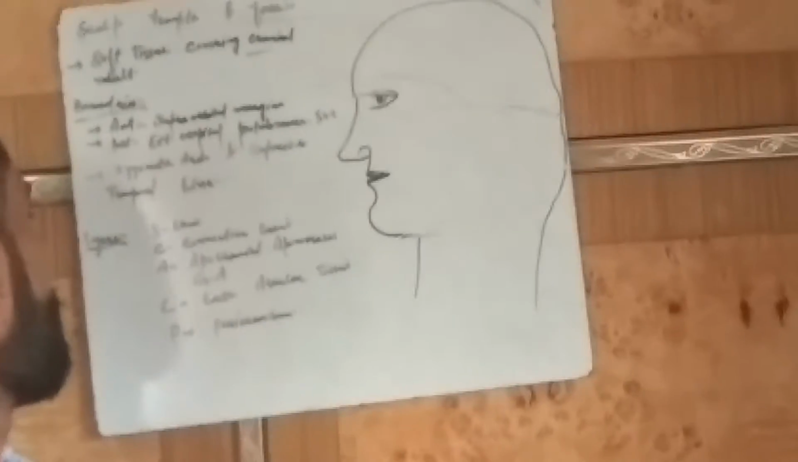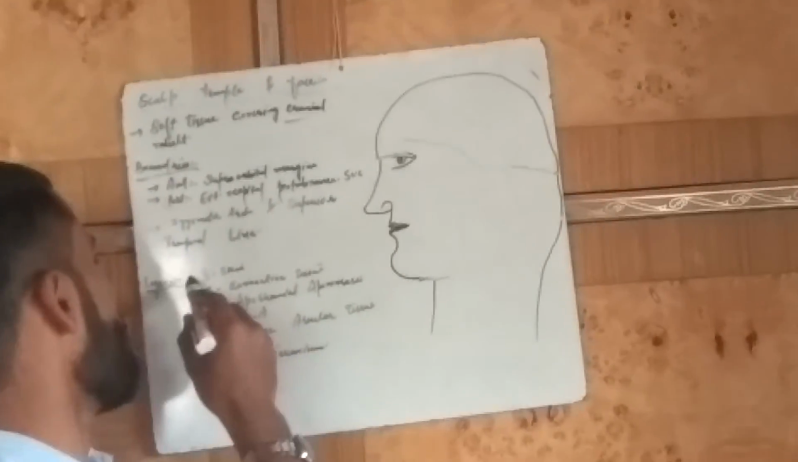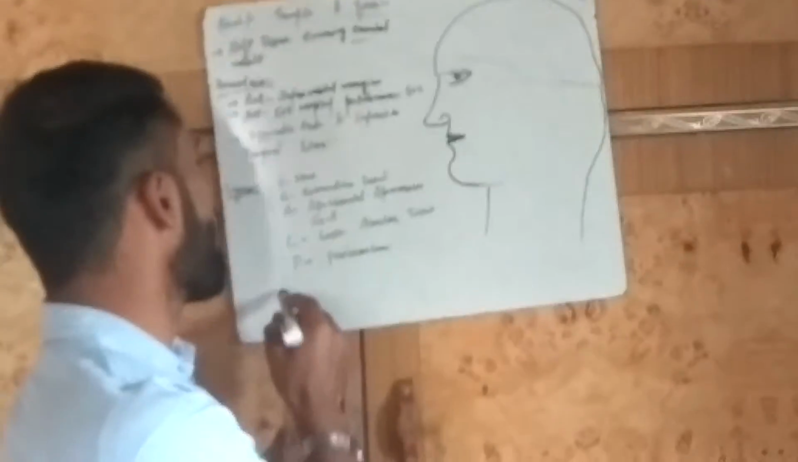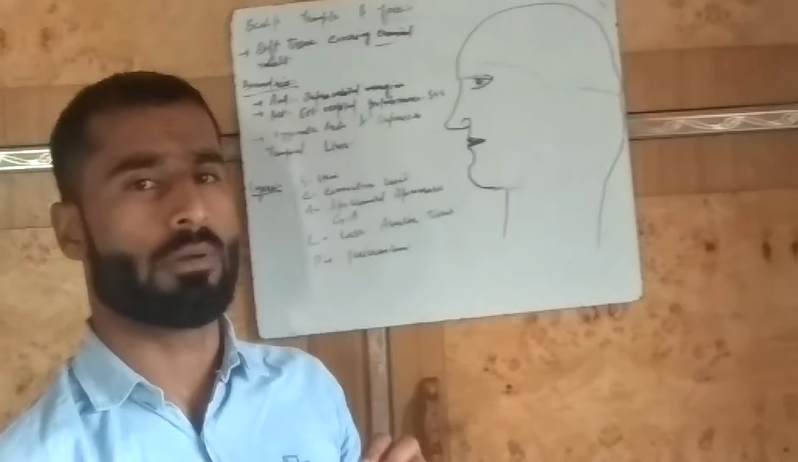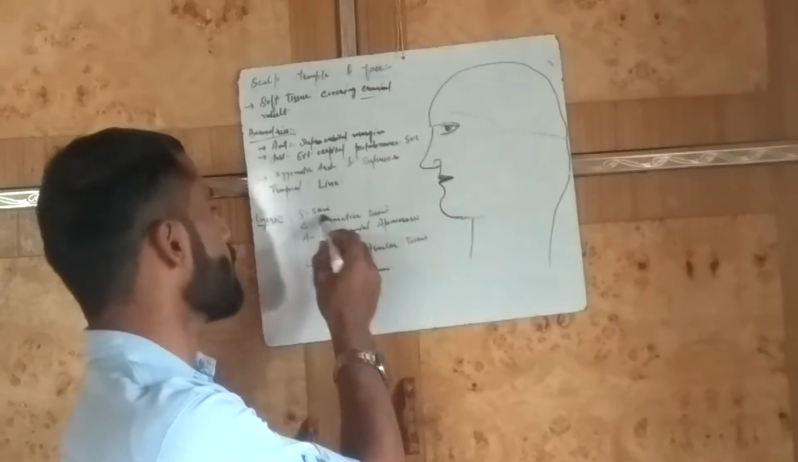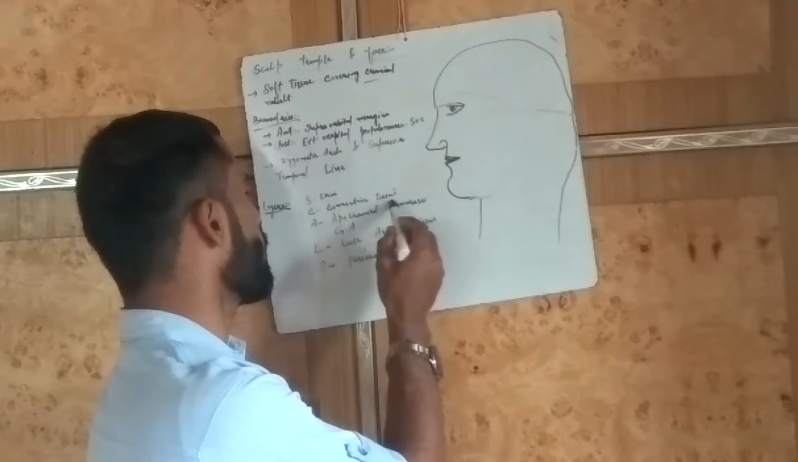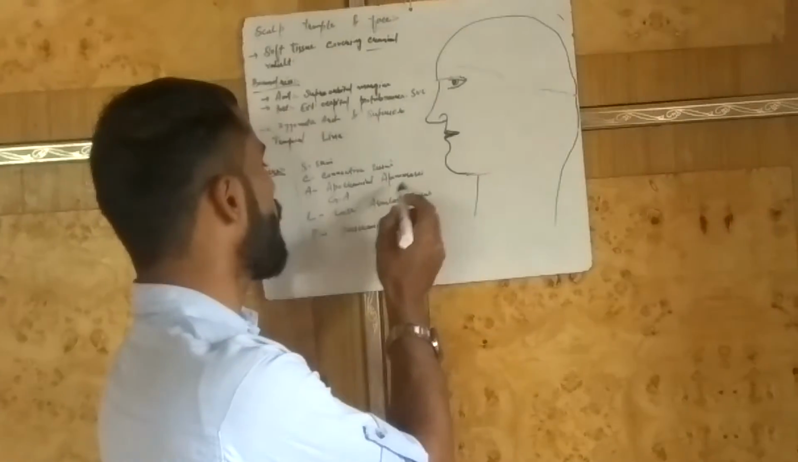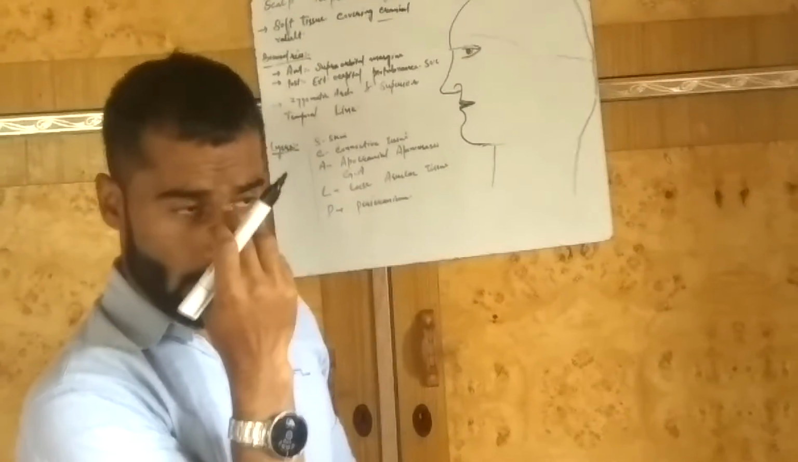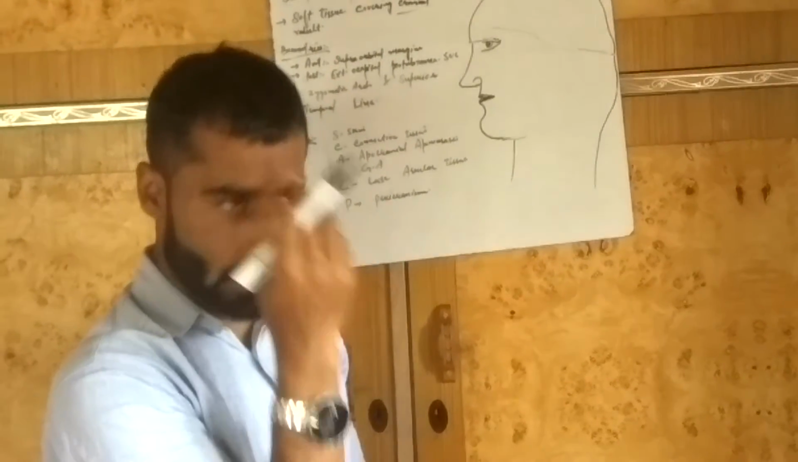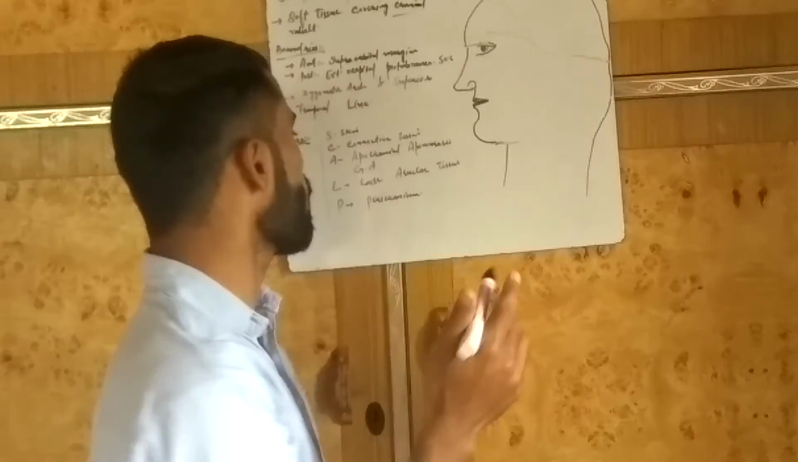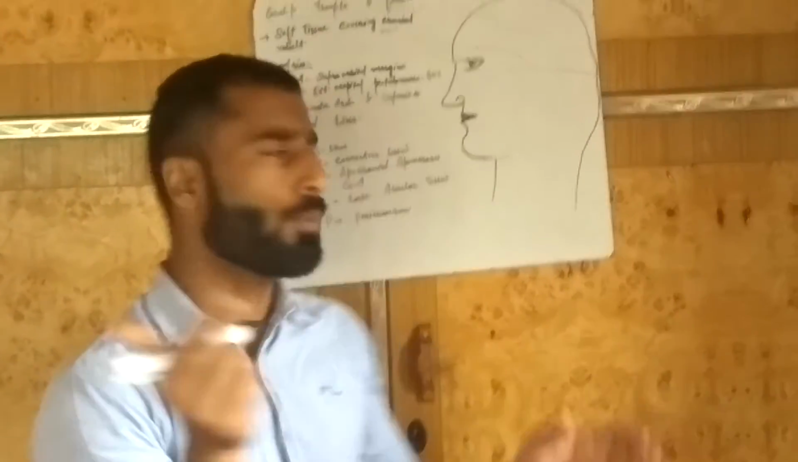Now this scalp has 5 layers. We can remember this simply by the mnemonic SCALP. S stands for the skin, C stands for the connective tissue, A is the epicranial aponeurosis, the anterior part of which is called the galea aponeurotica. This aponeurosis is nothing but a tough band of tissue.